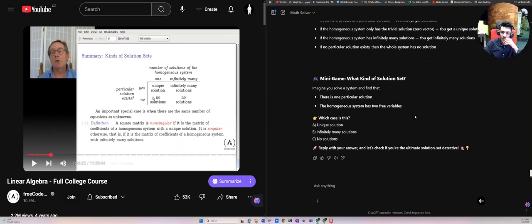Minigame: what kind of solution set? Imagine you solve a system and find that there is one particular solution. The homogeneous system has two free variables. Which case is this? There is one particular solution, and the homogeneous system has two free variables, so we have infinitely many solutions. So the solution would be this one. Reply with your answer.